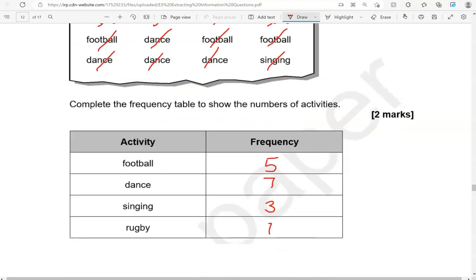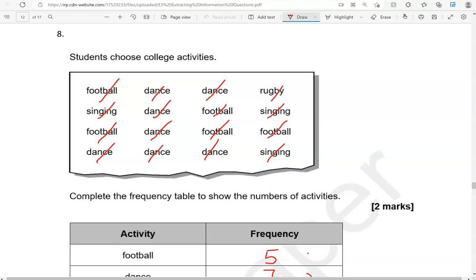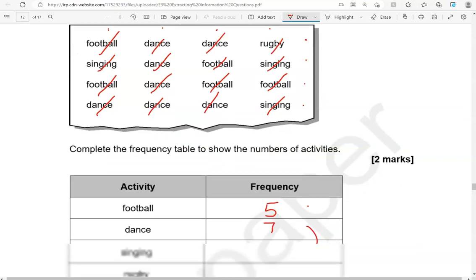So adding these together, 7 and 3 is 10, 15, 16, so 16 in total. Do we have 16 activities? 1, 2, 3, 4 times 1, 2, 3, 4, so that is 16.